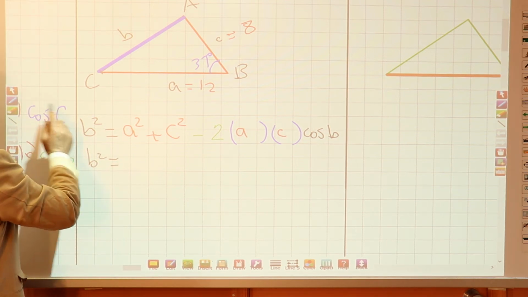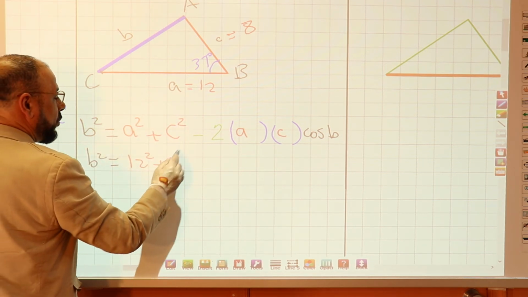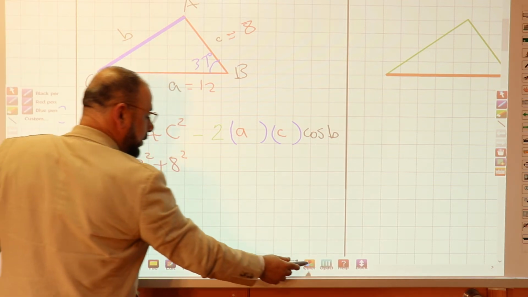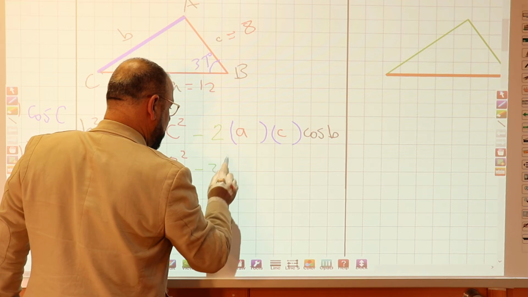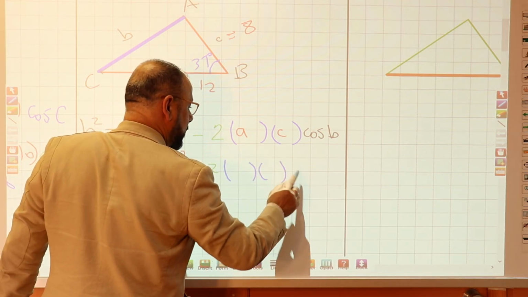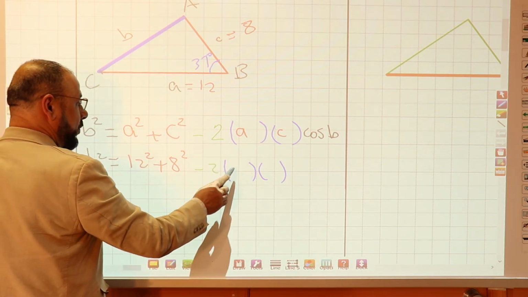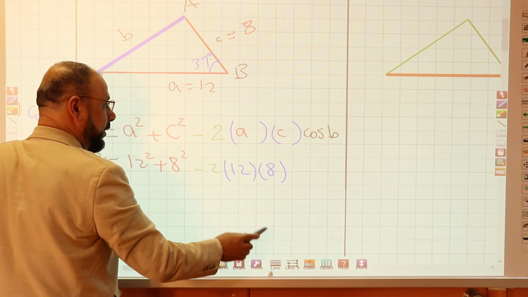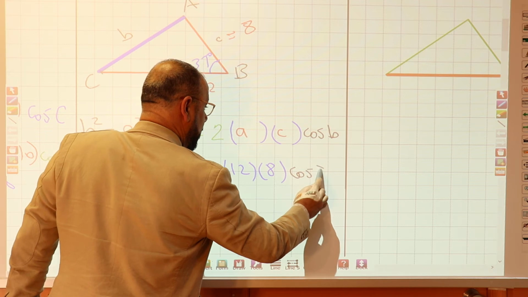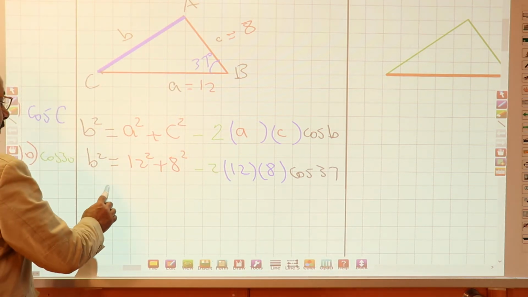A square, how much? You can do it. I'm going to do 2 steps. 12 square, 8 square, minus 2, and cosine, which is 12 and 8, cosine 37. Good. Okay. Use your calculator.